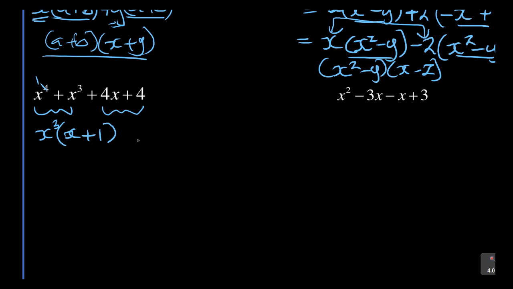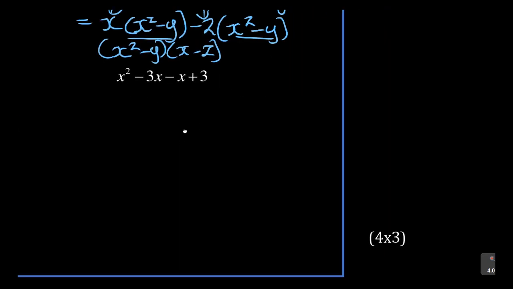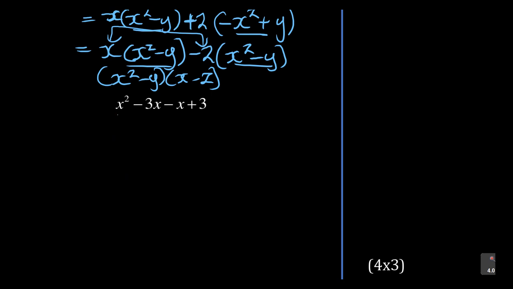You close that bracket. Then 4 is common. Take out plus 4. Then 4 goes into 4x, that gives plus 1, and again you have x plus 1. At the end, outside the bracket is x cubed plus 4. Same thing here, it's basic. I'm just repeating myself, but same thing here and here.